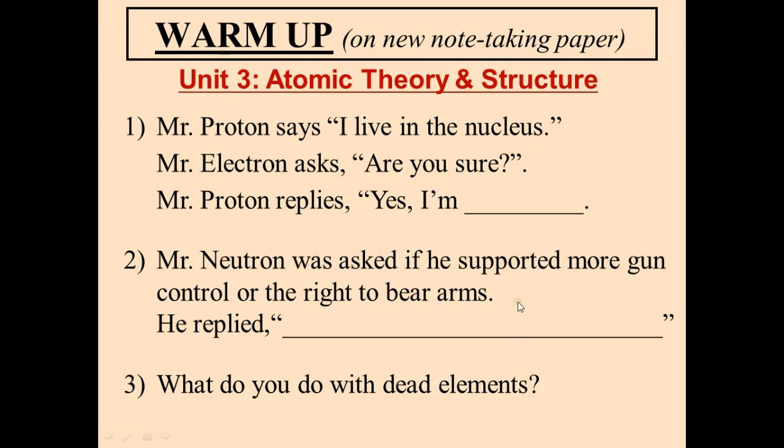Then we're going to be talking about three types of radiation, and last but not least, we're going to be talking about how to calculate atomic mass and atomic numbers, number of protons, number of neutrons, and number of electrons for each element.